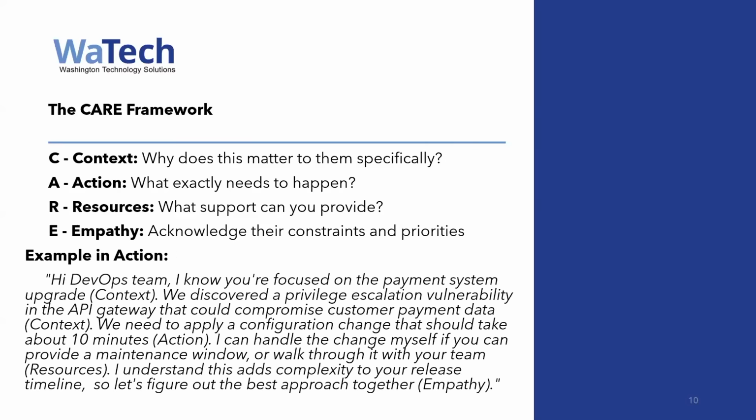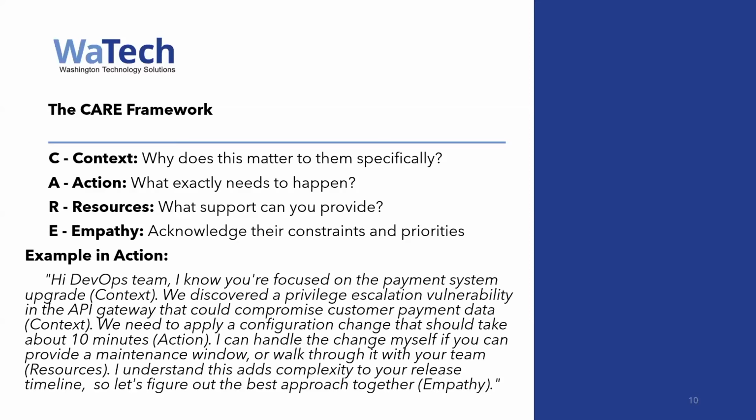So here I'm going to read this, just showing how to use this model to really communicate well and be heard by the DevOps team. I know you're focused on the payment system upgrade. We discovered a privilege escalation vulnerability in the API gateway that could compromise customer payment data. We need to apply a configuration change that should take about 10 minutes. I can handle the change myself if you can provide a maintenance window, or I can walk through it with your team. I understand this adds complexity to your release timeline, so let's figure out the best approach together.